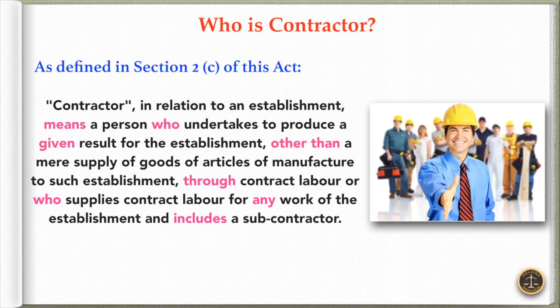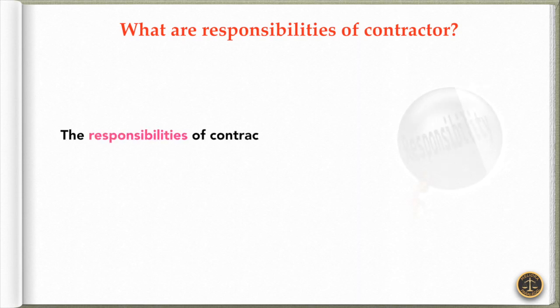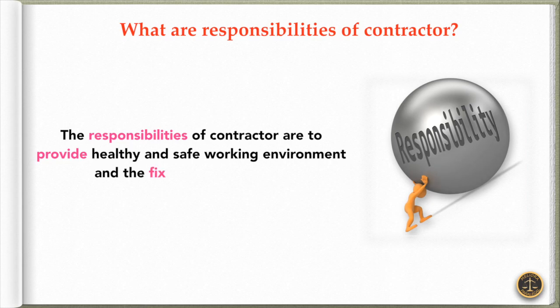Now the question is, what are the responsibilities of a contractor? The responsibilities of a contractor are to provide a healthy and safe working environment and fixed wages on time. So it is the responsibility of a contractor to provide a safe and healthy environment as well as the fixed, that is, the minimum wage on time.